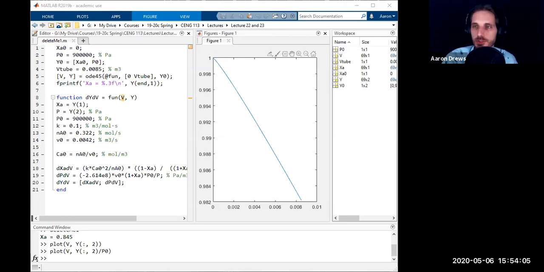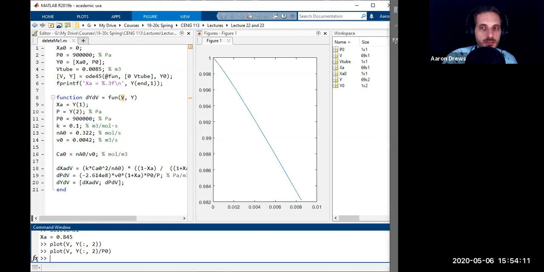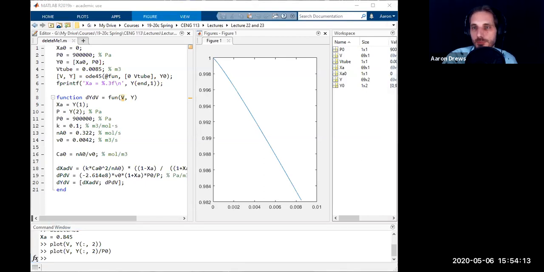For problem 4.2, is the energy balance needed? Let's take a look. If I were 4.2, where would I be? No, 4.2 is isothermal. So you won't need that one.